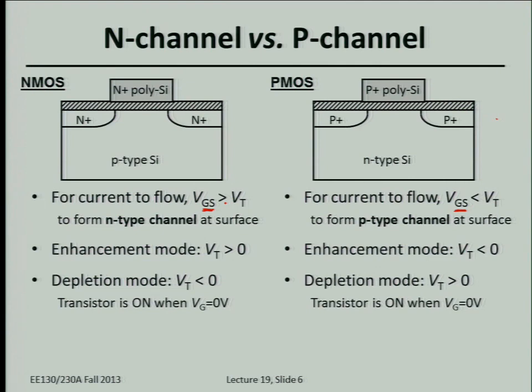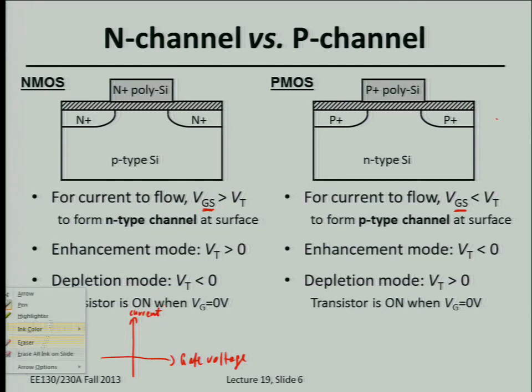So let's just review. Again, for an N-channel device, in order for current to flow between the source and drain regions, you have to apply a gate voltage, or gate-to-source voltage, that's more positive than the threshold voltage. Now, there are two flavors: enhancement mode and depletion mode. So if you have 0 volts applied to the gate, is there current flowing between the source and drain?